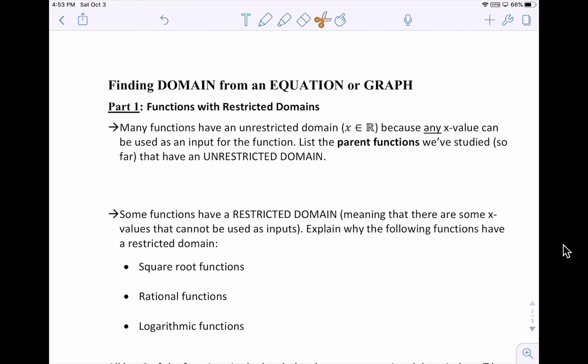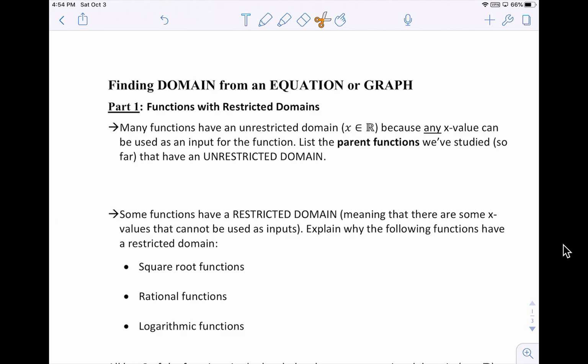Today's lesson will give you a chance to practice finding the domain when you look at either the equation of a function or the graph of a function. In yesterday's lesson, we spent quite a bit of time finding the domain when we're given the graph of a function. Today's video will help you dig a little bit deeper into how to find the domain when you're looking at the equation of a function.